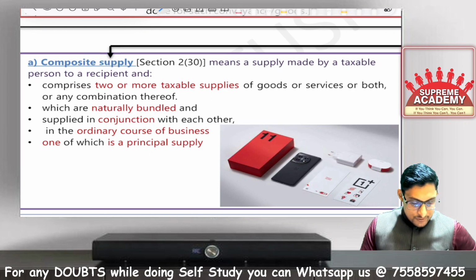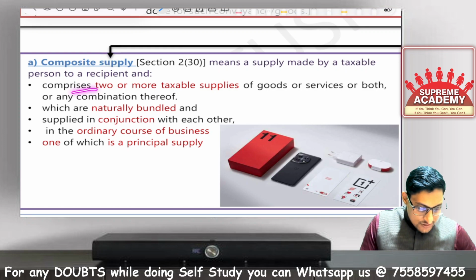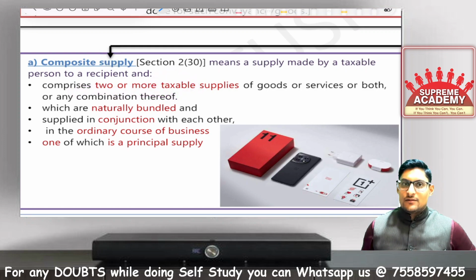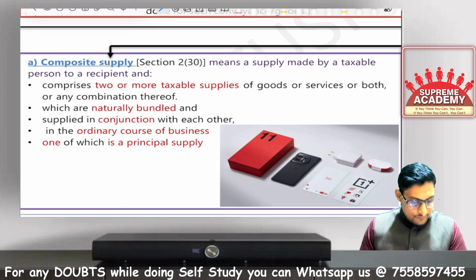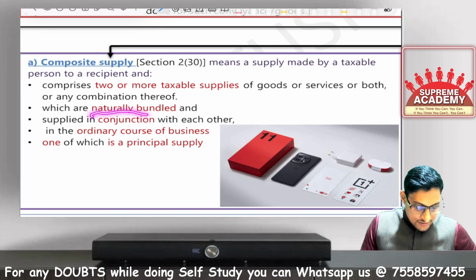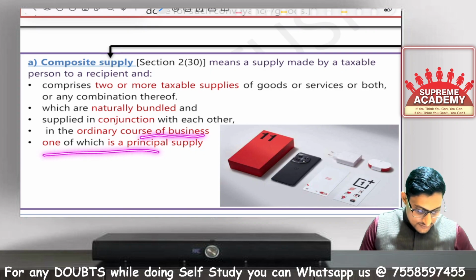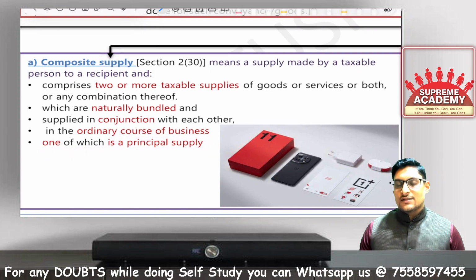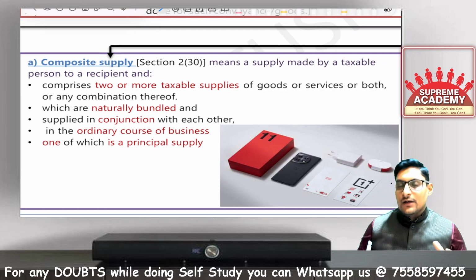Now, see, composite supply means a supply made. Who is making the supply? Taxable person. To whom the supply is being made? Recipient. Of what the supply is being made? Comprises of two or more taxable supplies. Of what? Goods, services, or both, or any combination thereof. How are they supplied? Which are naturally bundled and supplied in conjunction with each other simultaneously in the ordinary course of business, and one of which is a principal supply. So this is how you can break apart this definition, and properly learn the definition.